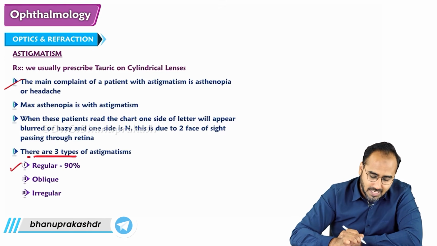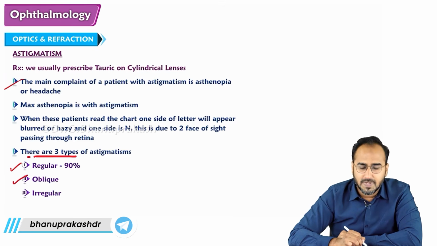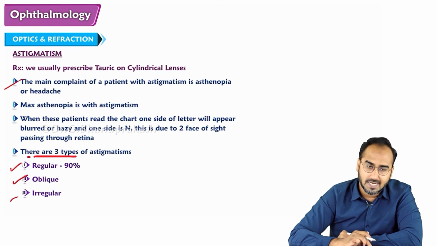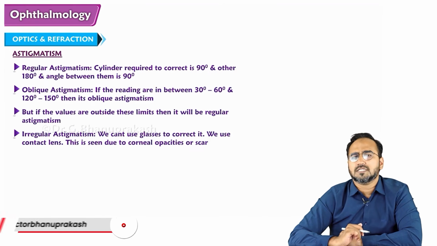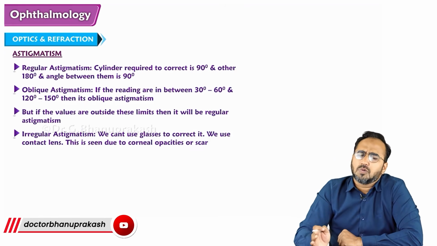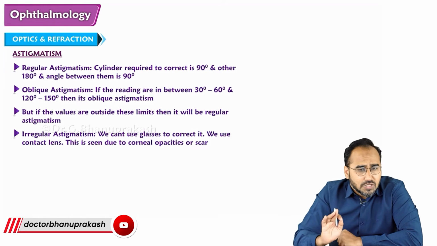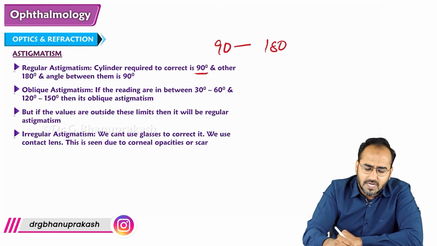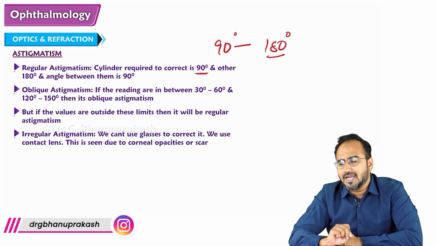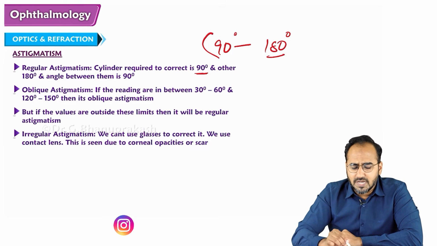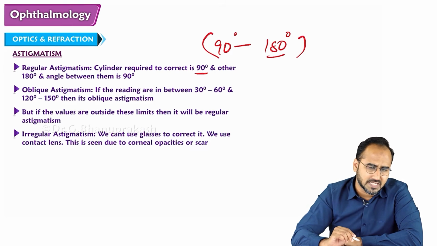One is called regular astigmatism, another is called oblique astigmatism, and a third one is called irregular astigmatism. Regular, oblique and irregular astigmatism. Regular astigmatism means what? The cylindrical glass that is required to correct regular astigmatism should lie between 90 and 180 degrees. If a 90 to 180 degree correction is required, it is called regular astigmatism.